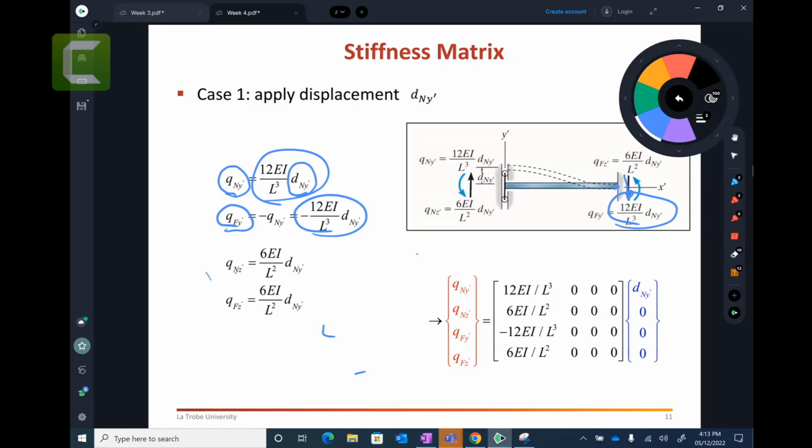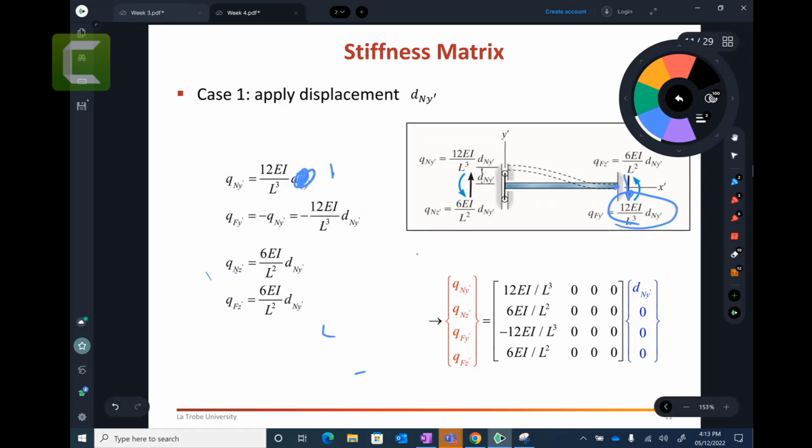I repeat the story again. First, I said that I apply the unit displacement. The amount of force required to create the unit displacement is 12 EI on L cubed. I explained E, I, and L. But I don't want 1. I want the displacement to be D and Y dash, which could be any value. So I change that 1 to the displacement of the near node in the Y direction. So I multiply the whole thing by D and Y. And once you have this force here, it will be fixed here, so there is an opposite and equal reaction force. So that is 12 EI on L cubed.